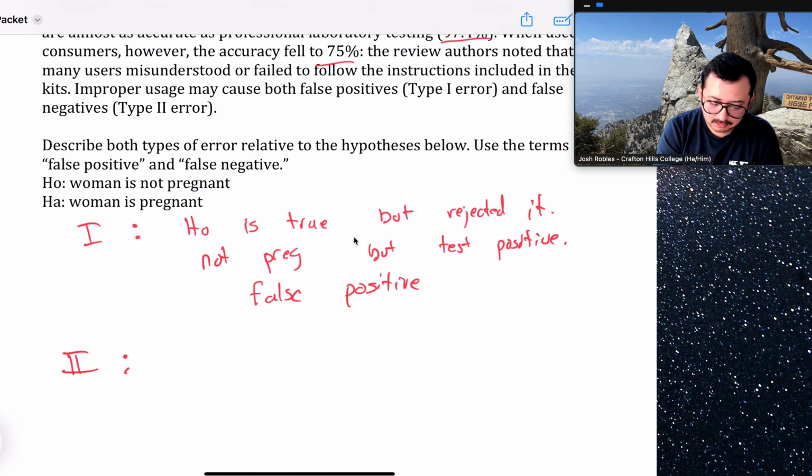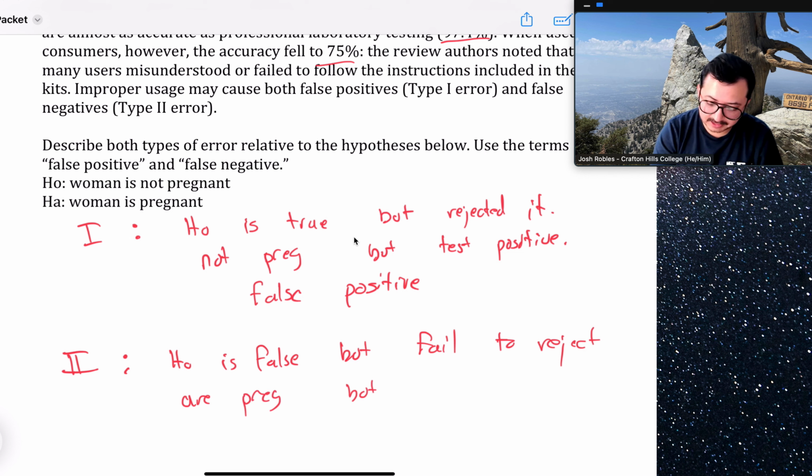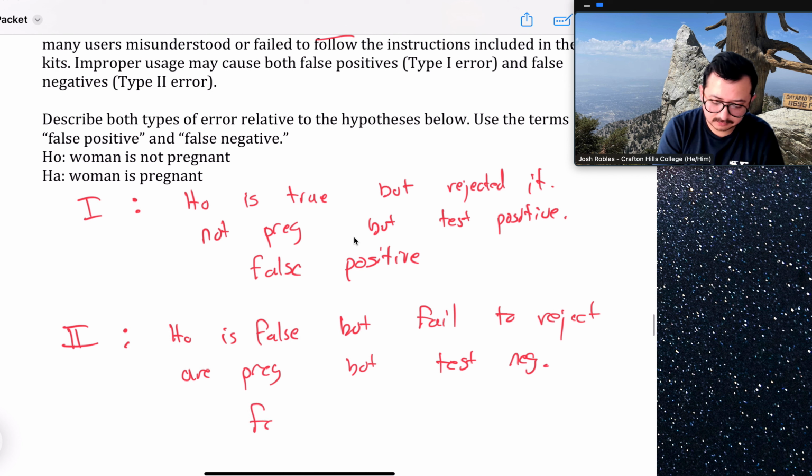Type 2 error, null hypothesis is false, but we fail to reject it. So this means that they are pregnant, but the test was negative. And so this is a false negative.